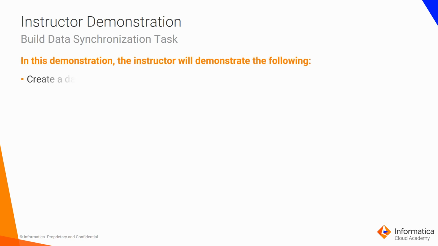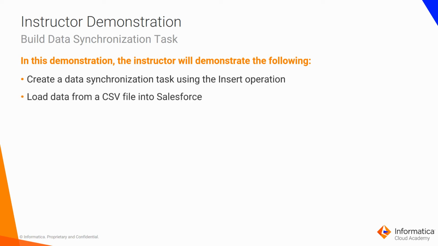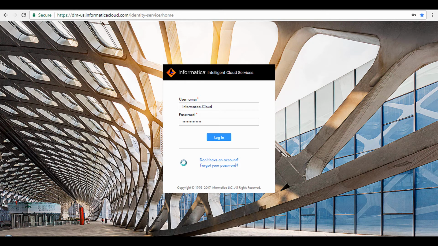I will now demonstrate how to create a data synchronization task using the insert operation and load data from a CSV file into Salesforce. I will show you how to review task status in the Activity Monitor and view the job details. In this demo, we will create a synchronization task that will load customer data from a CSV file into the Salesforce.com account object. To create a synchronization task in IICS, log into the Informatica Intelligent Cloud Services.